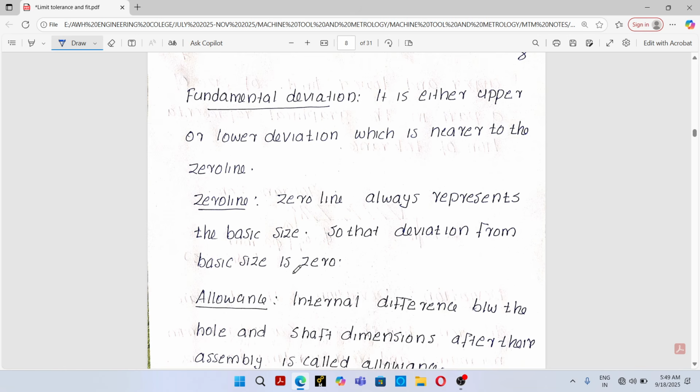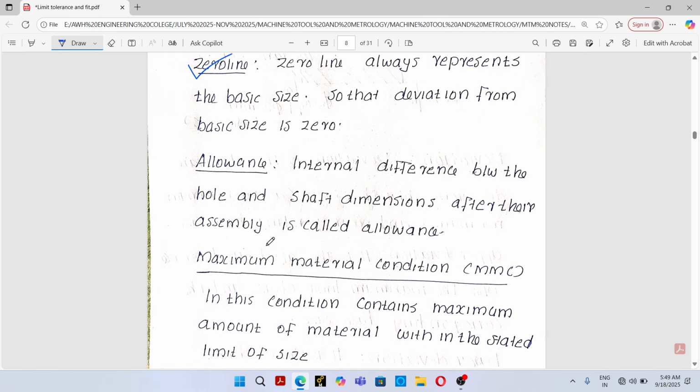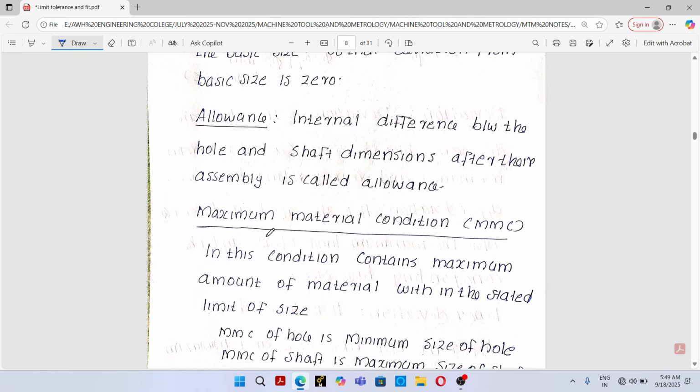Okay, that's why it is known as zero line. Next one, allowance. It is very important, allowance. See, allowance is defined as the internal difference between the hole and shaft dimension after their assembly. The internal difference between hole and shaft after their assembly is called allowance.